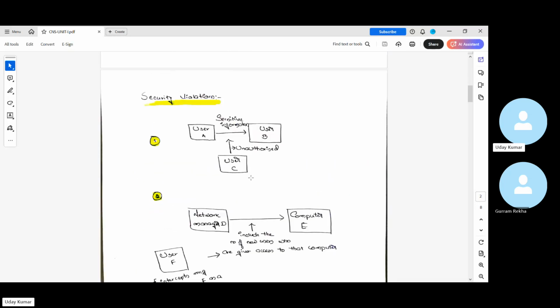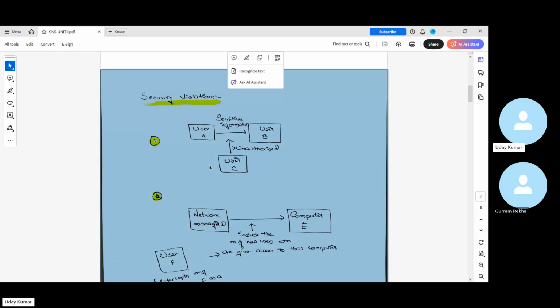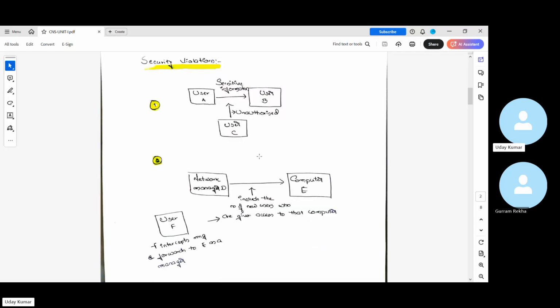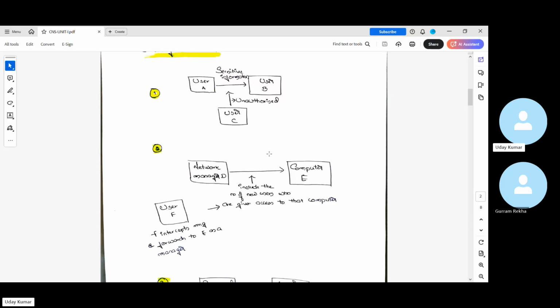Okay, and these are the security violations. The first one: here is user A and here is user B, and user A is sending some information to user B. User C gets unauthorized access and is watching the sensitive information that is transmitted from user A to user B. So this is a violation.